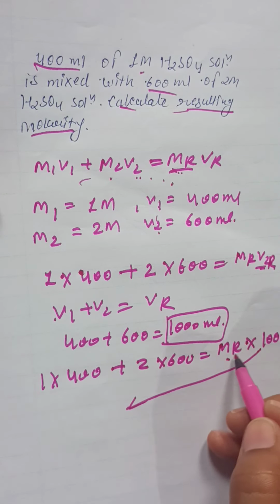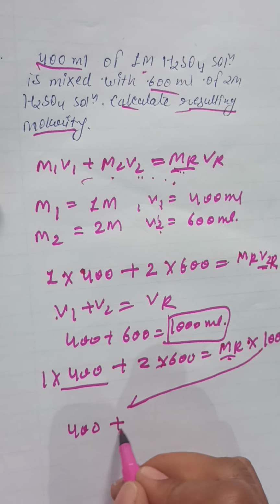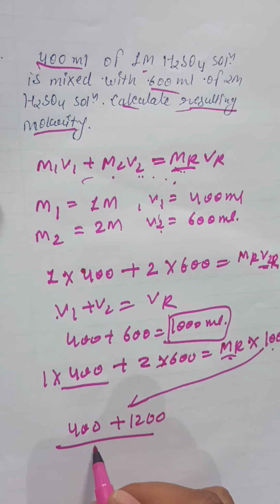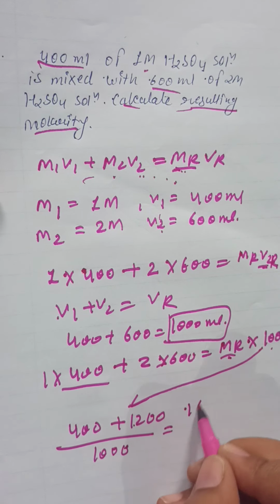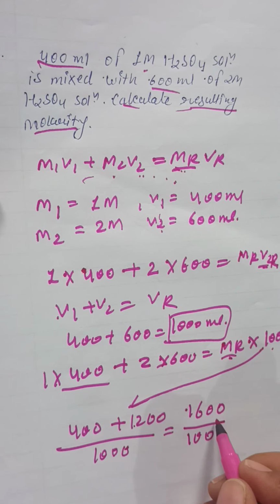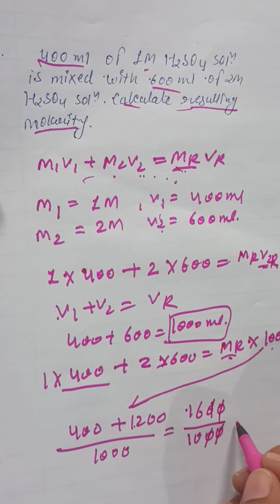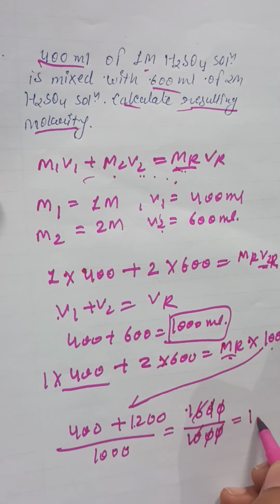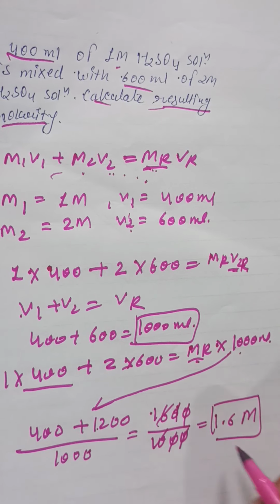The 1000 goes as a denominator. So 400 plus 1200 divided by 1000. This will become 1600 upon 1000, and this will become 1.6 molar. So this is our answer.